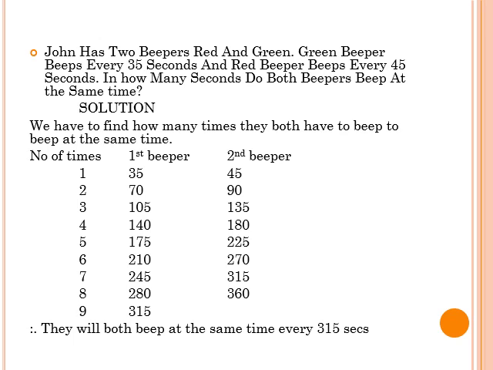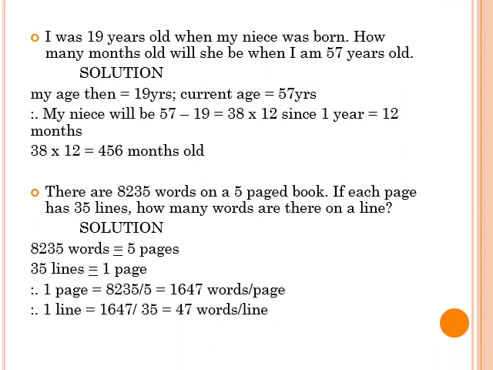So the first beeper at the 9th time will beep in 315 seconds. And the second beeper at the 7th time will beep in 315 seconds too. That means when the second beeper is beeping for the 7th time at 315 seconds, the first beeper will be beeping for the 9th time at 315 seconds. Therefore, they will both beep at the same time every 315 seconds. Good. We move to the next example.